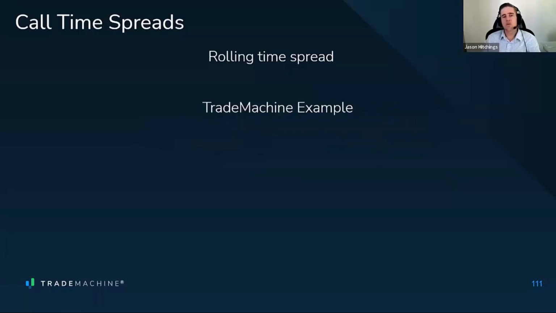Okay, so let's look at a rolling time spread. Let's look at something where you own the back month option 6 months out and you are selling the front month option about every 30 days. So let's look at that as a real example.